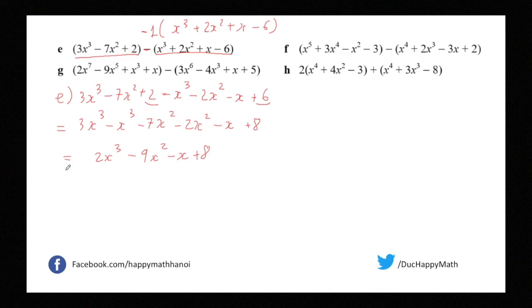Okay, in the same way with question G. The first bracket I unchanged. And the second bracket has the minus before the bracket, so I can imagine the minus here is equal to minus 1. So when you want to break the bracket, you have to take the minus 1 times to each term inside the second bracket. It means minus 1 times with 3x power to 6, it means minus 3x power to 6.